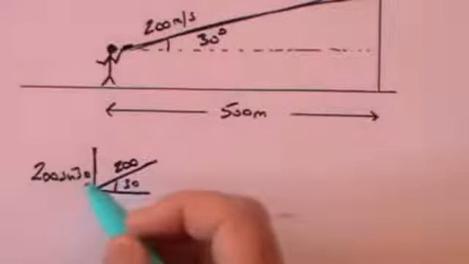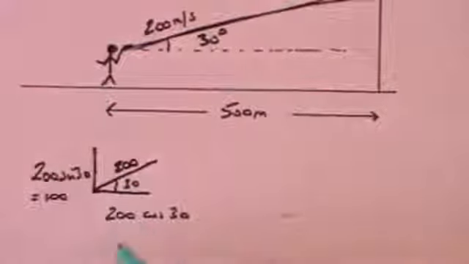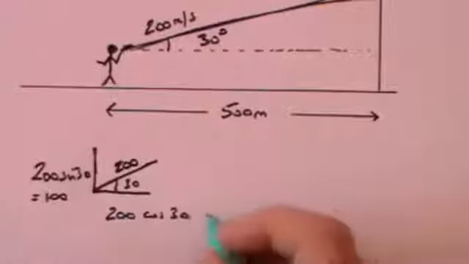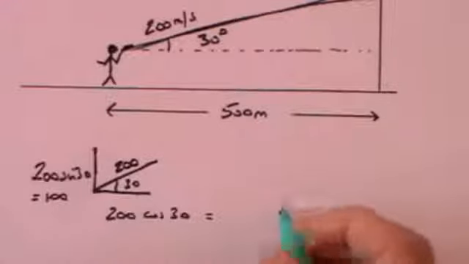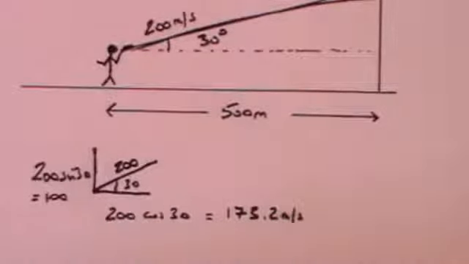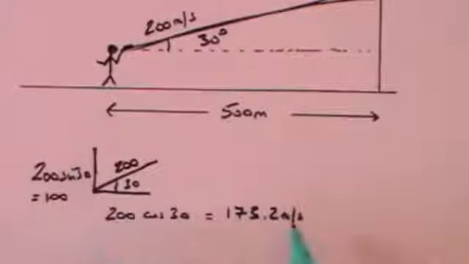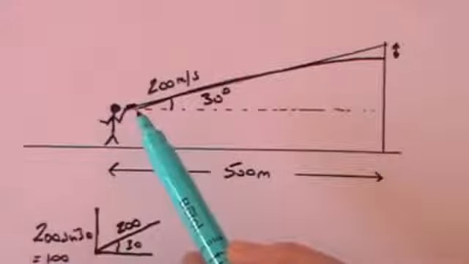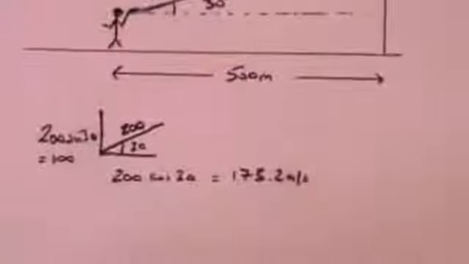200 times the sine of 30, well, sine of 30 is a half, so that will equal 100 meters per second, the vertical component of the velocity. And 200 times the cosine of 30, well, cosine of 30 is 0.866, so that comes out at 173.2 meters per second in the horizontal direction. And the point is that gravity will act on the vertical direction velocity, but it will have no effect on the horizontal direction velocity. So the next thing we can do is to calculate the time it takes for this missile to travel the horizontal distance of 500 meters.